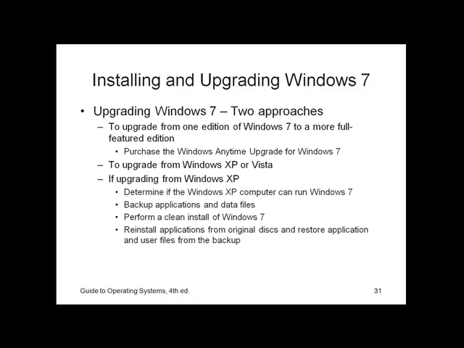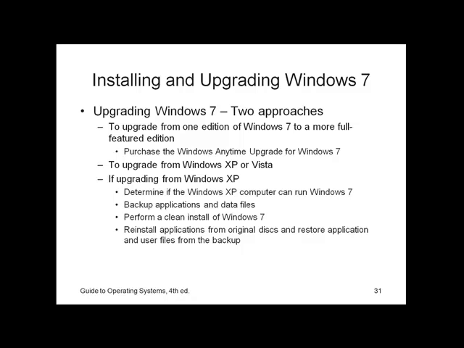There are two approaches to upgrading to Windows 7. To upgrade from one edition of Windows 7 to a more full-featured edition, all you really have to do is purchase the Windows Anytime Upgrade for Windows 7. There's a tool available in Windows 7 that will allow you to make this upgrade, and it's a very convenient, very effective, very reliable way to upgrade.